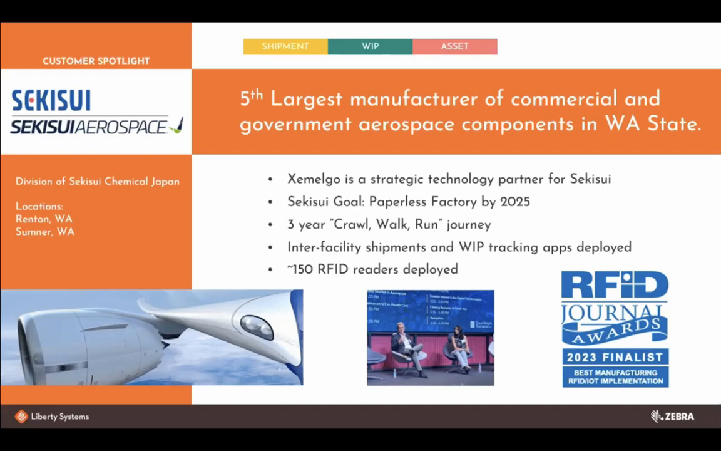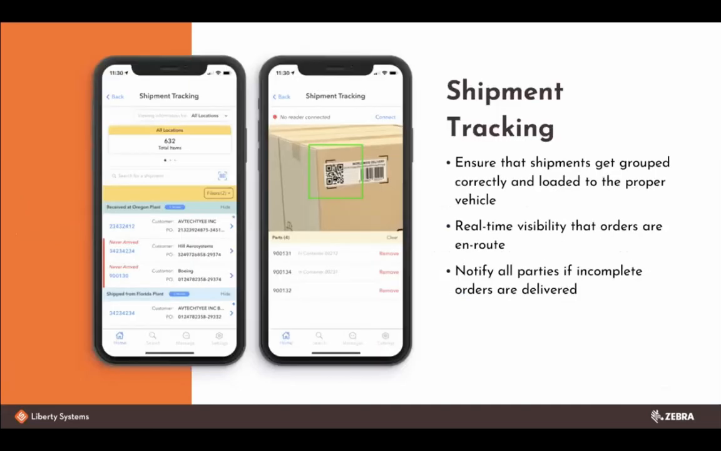Lastly is our shipment tracking solution, and I touched on this really briefly with Sakasui, but they want to close that loop. So as product is completed at your manufacturing facility and it's getting shipped to your logistics environment, we're trying to track that it actually left and then it actually arrived, and we're validating that through our software.